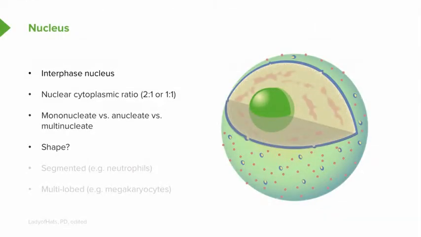The shape of the nuclei is usually circular, but again, as I might have mentioned earlier, they can be also elongated or columnar, and that's a good indication of the shape of the cell itself. We've already seen in that neutrophil that the nucleus can sometimes be segmented, and in the case of a megakaryocyte, they can be multi-lobed.